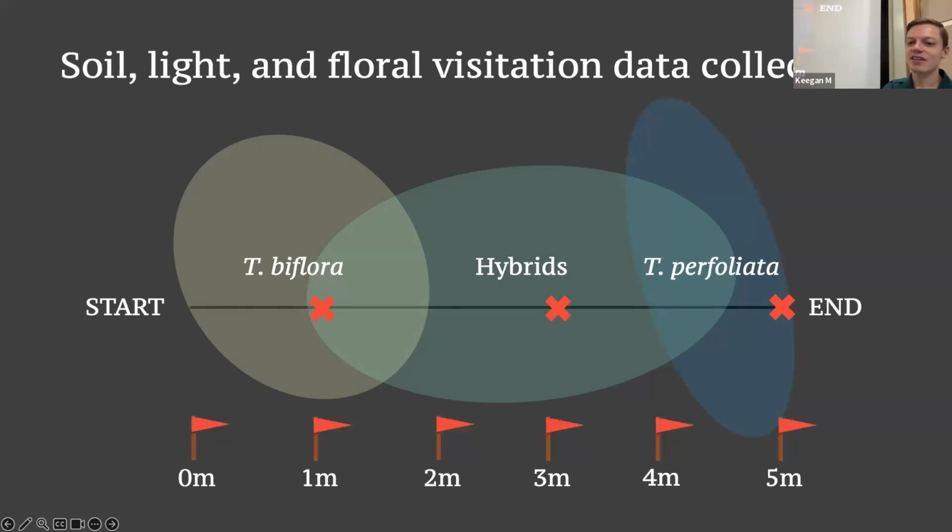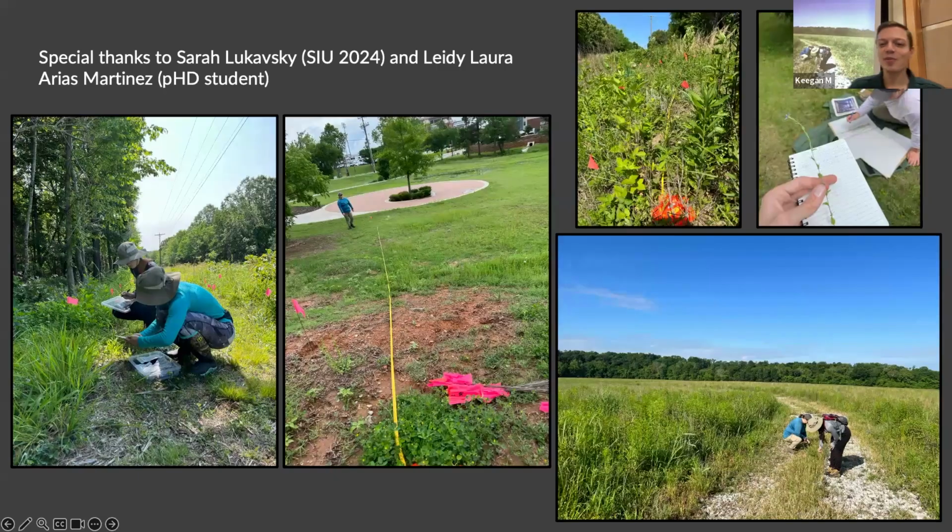Soil samples and light meter readings were collected at 3 locations along the transect. They were collected at the meter marks where the most individuals of each group were present. Pollinator visitation rates were also taken from these locations, but only for Triodanis biflora and perfoliata, due to only a few of us being in the field. Here are some fieldwork pictures. I was kind of bad at taking good fieldwork pictures, but this gives an idea of what it looks like in the field.